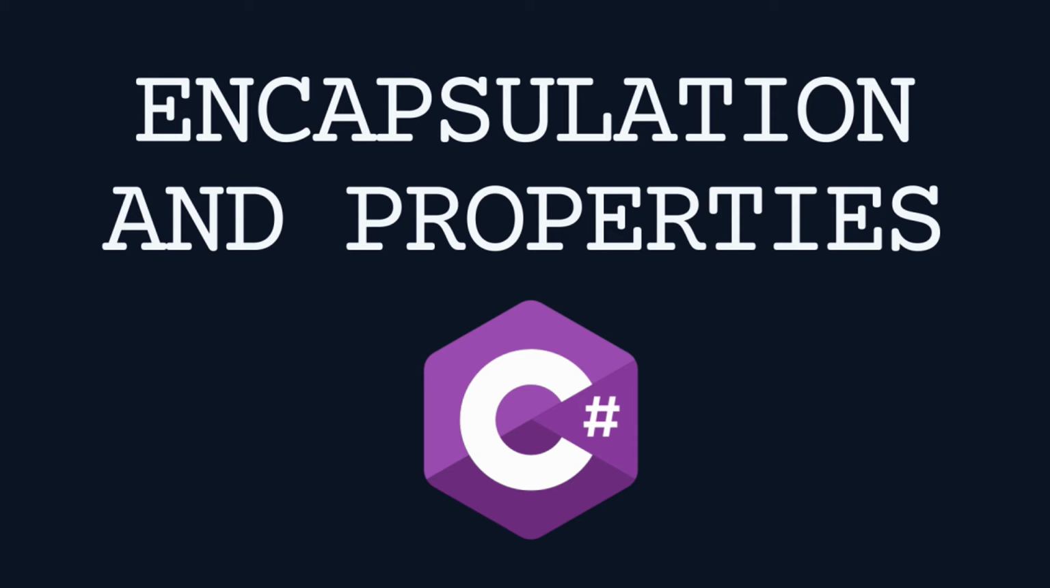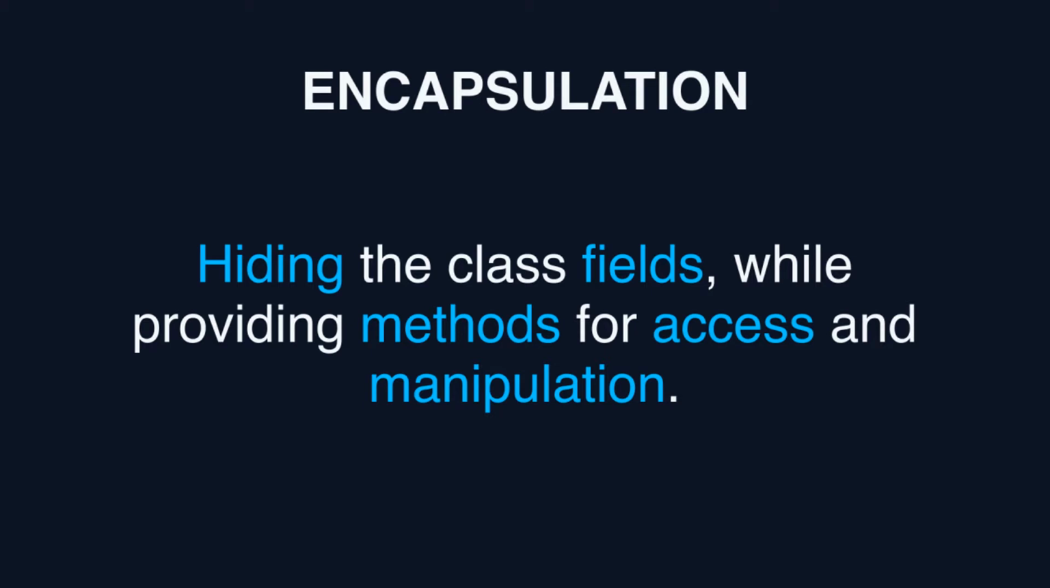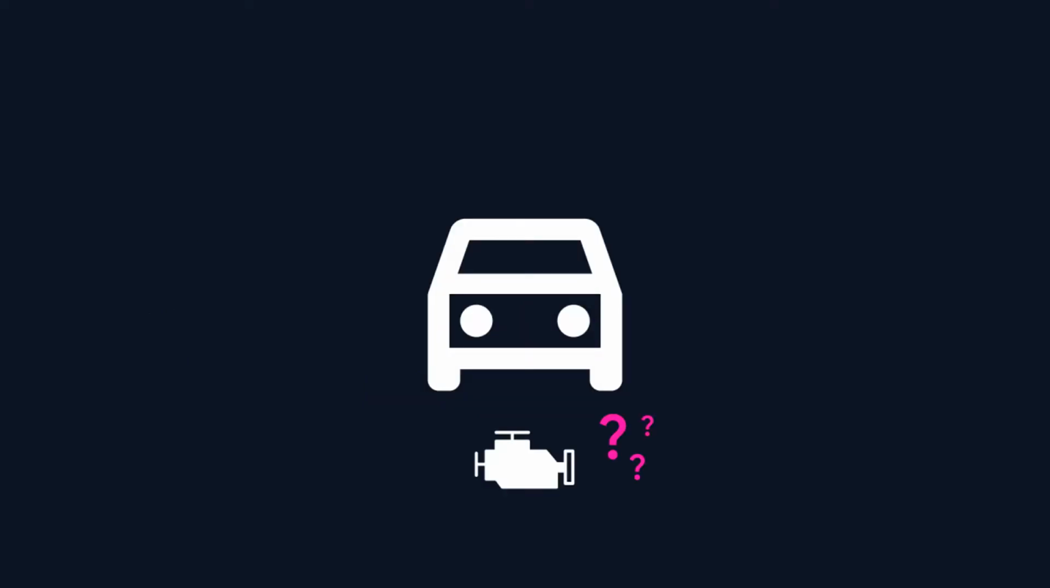Hey guys, so let's talk about encapsulation and properties. Encapsulation refers to hiding the class fields while providing methods for access and manipulation. Let's go back to the car example. A car is a very complex system that internally has lots of components tightly coupled together.